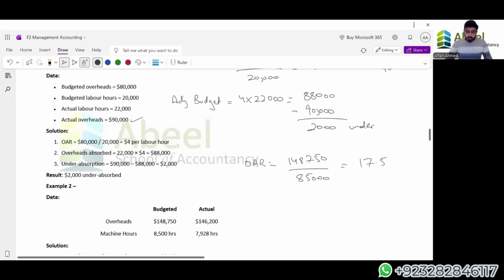Now my actual position is 7,928 hours that were actually worked. So let's multiply it. That is the adjusted budget, 17.5 multiplied by 7,928. That gives me 138,740.